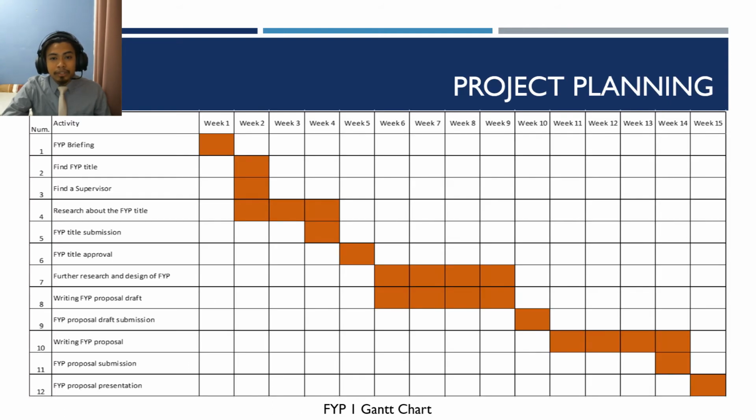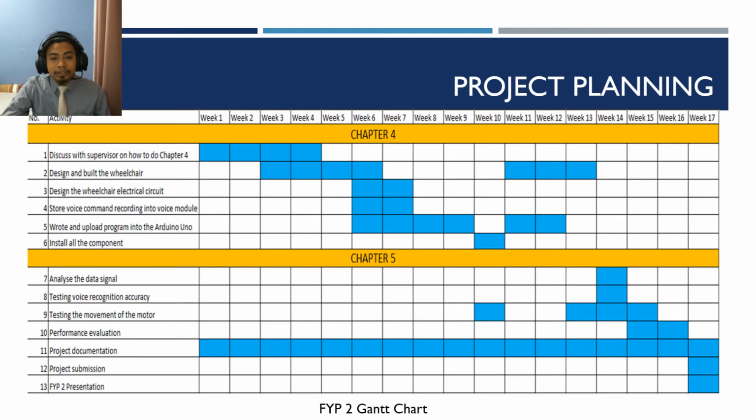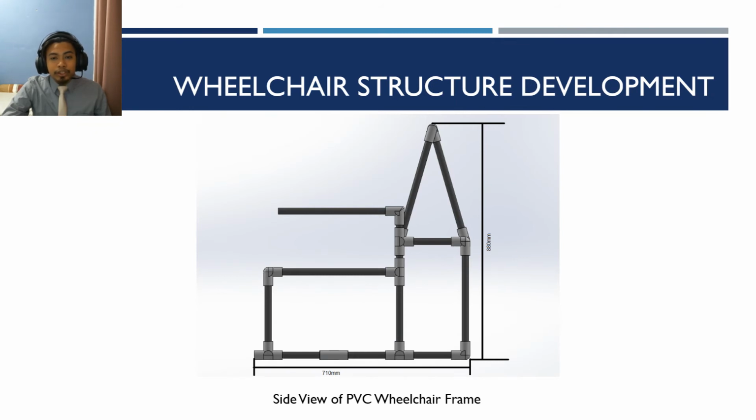This is the project planning for FYP1. This is the project planning for FYP2. And next, I'm going to explain the wheelchair structure of this project.